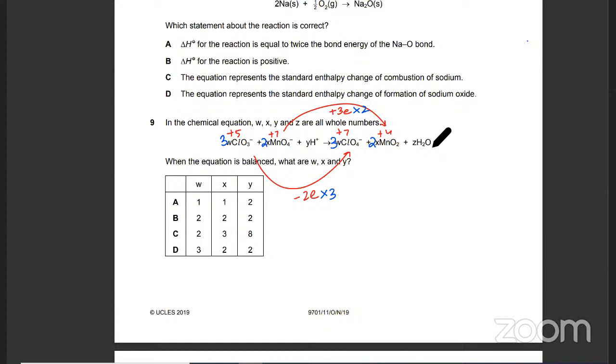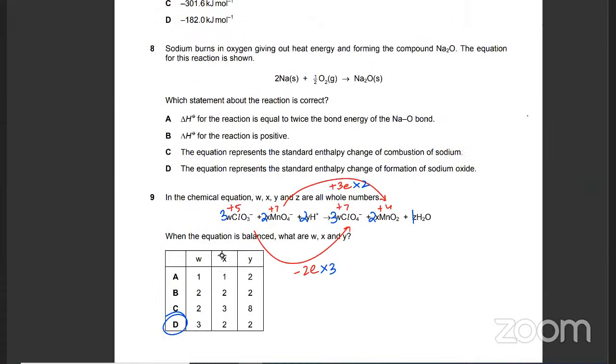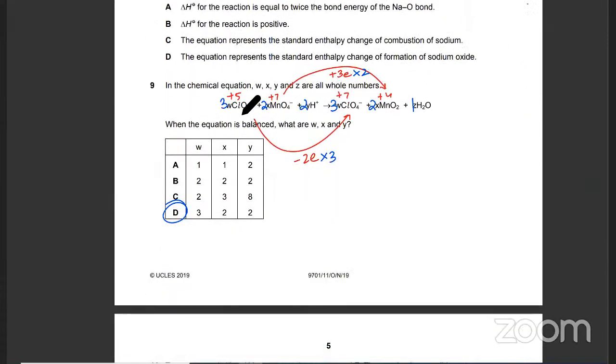So water would be 1. And I can balance the hydrogens as well. That's 2, so Y would be 2. What we were looking for was W, X, and Y, so it's 3, 2, 2, which is D.